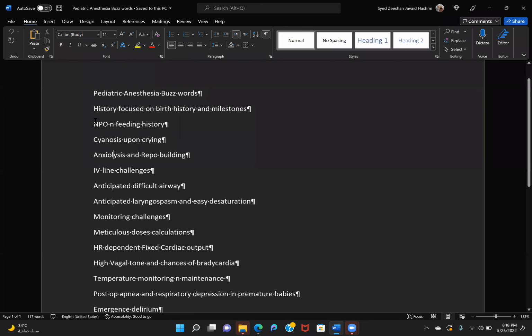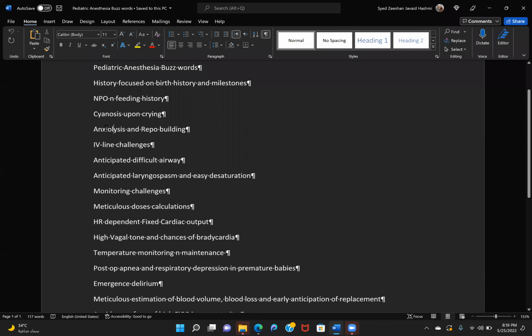Then NPO history is very important. It is important in any other patient as well, but because of the compromised system in the baby and the anticipated difficult airway, it is of utmost importance to have a good feeding history. Cyanosis upon crying, anxiolysis and rapport building. This is a very important challenge which you will have to see.